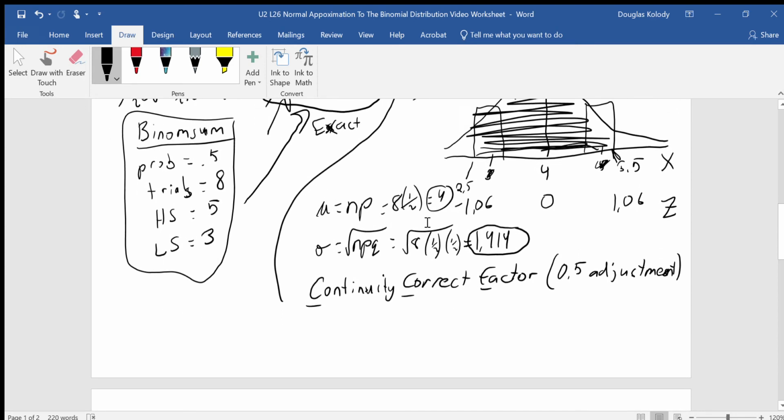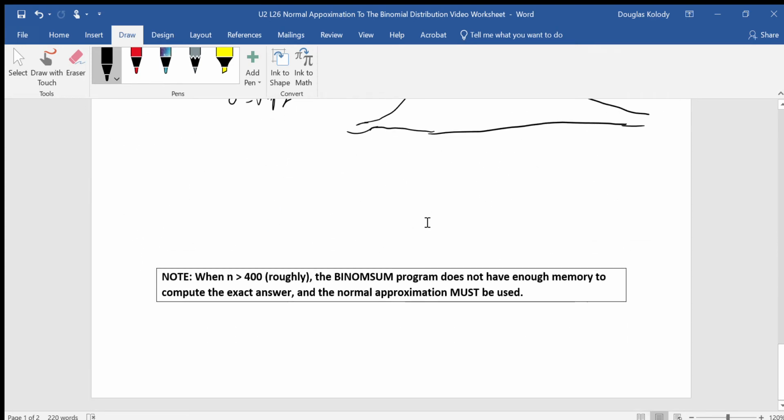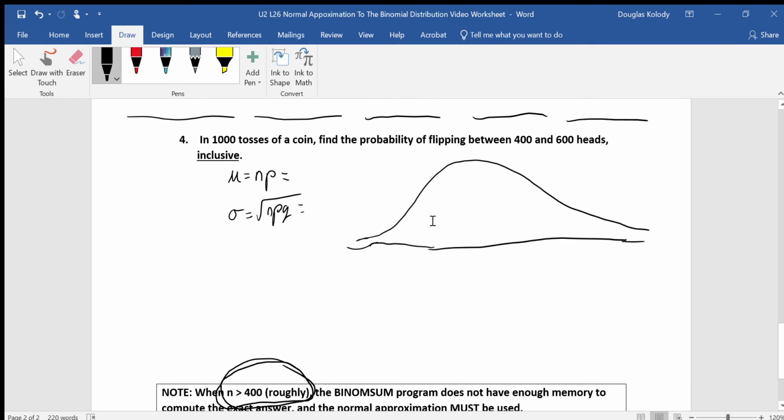I'm going to scroll down to the bottom of this sheet. When there are roughly more than 400 trials, when n is greater than 400, your calculator, as powerful as it may be, does not have enough memory to add up all of the things you need to add up. So say I had 500 trials and I want to, actually, better yet, let's do number 4 right now. Let's go out of order.